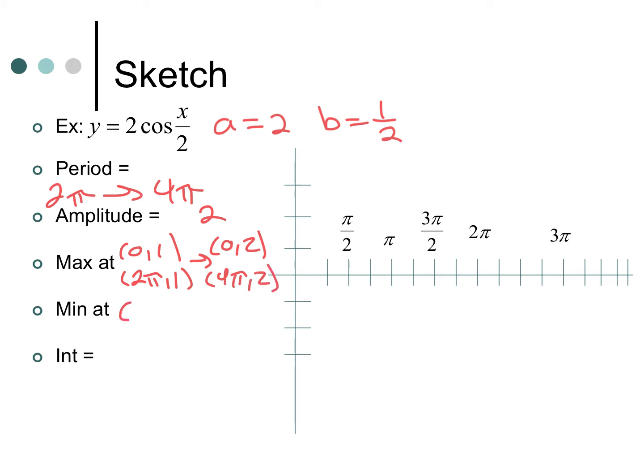Our minimum was at pi and negative 1. It's going to have the same transformation. We're going to multiply by 2 for the horizontal stretch and then multiply by 2 for your vertical stretch. So I'm going to get 2 pi comma negative 1. Sorry, 2 pi comma negative 2.